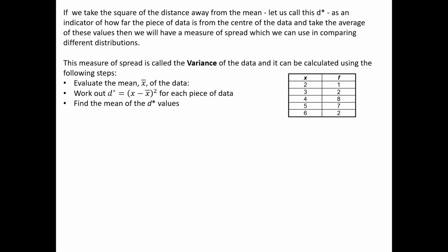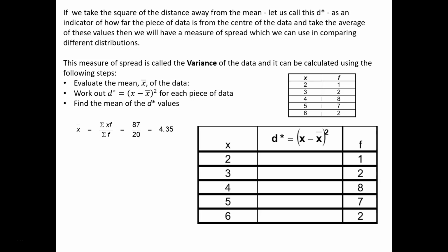So let's have a look at this in terms of our particular example that we've been working with. We've seen that the mean is 4.35 already. The values of d star then, for when x is 2, d star is going to be 2 minus 4.35 all squared, which is 5.5225. When x is 3, the value of d star is going to be 3 minus 4.35 all squared, which is 1.8225. And similarly, we've got the values for 4, 5, and 6.